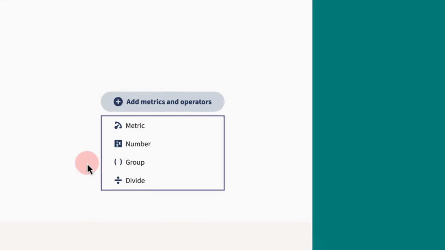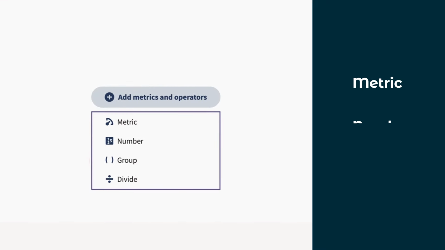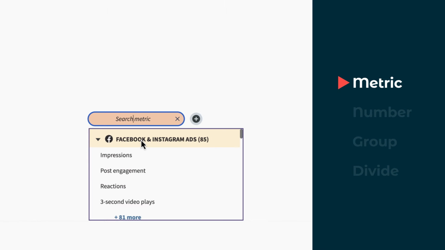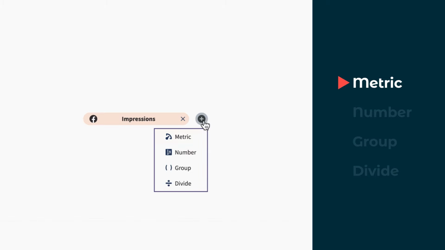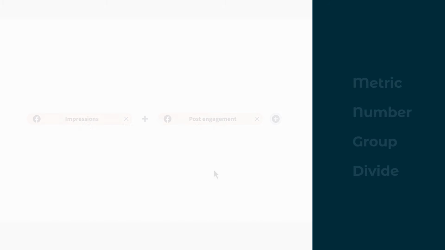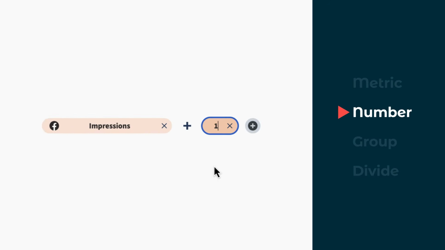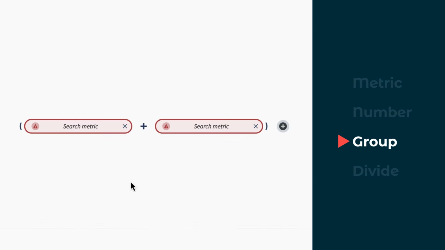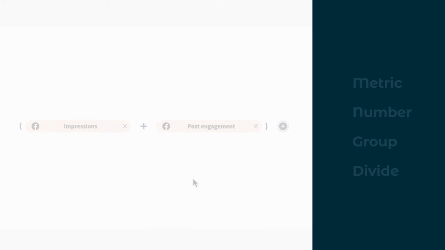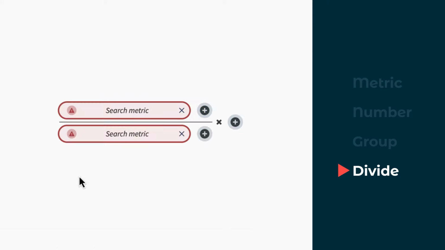You'll start with 4 options: metric, number, group, and divide. Metric lets you search for platform-specific metrics to add to your custom formula. Number lets you add additional values to be calculated in your formula. Group puts 2 metrics in brackets, assigning them to be calculated first. And divide lets you divide 2 or more metrics.